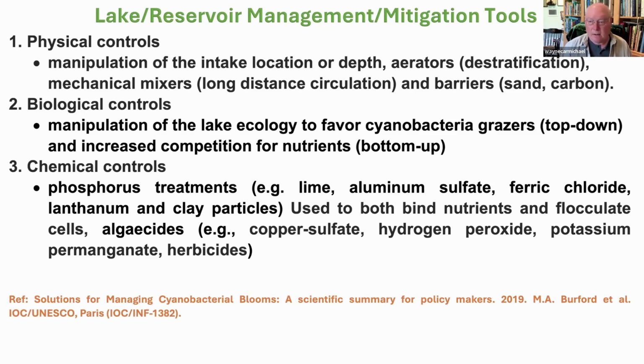Often these chemicals focus on the key nutrients, phosphorus and nitrogen. In the case of phosphorus treatments, the idea is to remove the effect of that phosphorus. You don't really remove the phosphorus itself, but you use lime, aluminum sulfate, ferric chloride, lanthanum, which is commercially called Phoslock, and clay particles. These bind the nutrients, flocculate the cells, and try to take that phosphorus out of the system, at least bind it up so it's not available to nutrient cycling. Also used are algicides, the old standbys like copper sulfate, hydrogen peroxide, potassium permanganate, and even herbicides directly. But keep in mind, all these are temporary, and we want to illustrate why we can do better. These three examples are used widely in reports and methodologies, but in this case, this comes from a UNESCO report called Solutions for Managing Blooms.